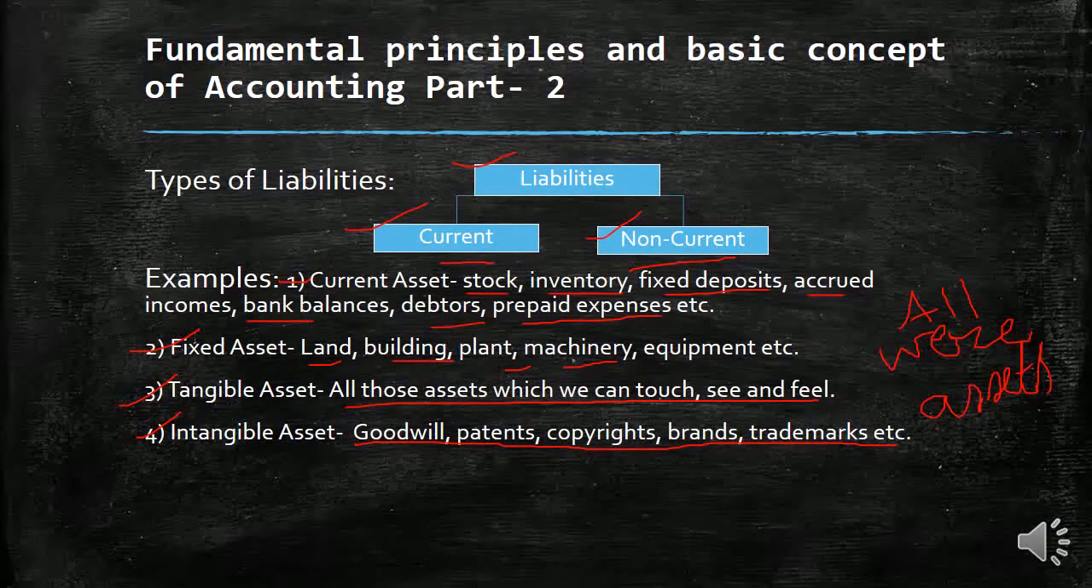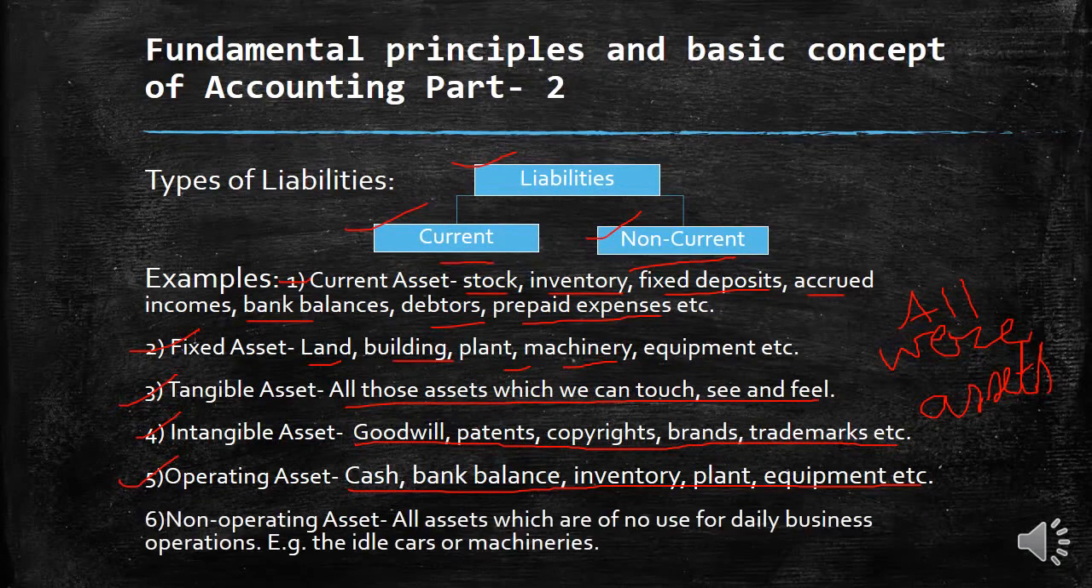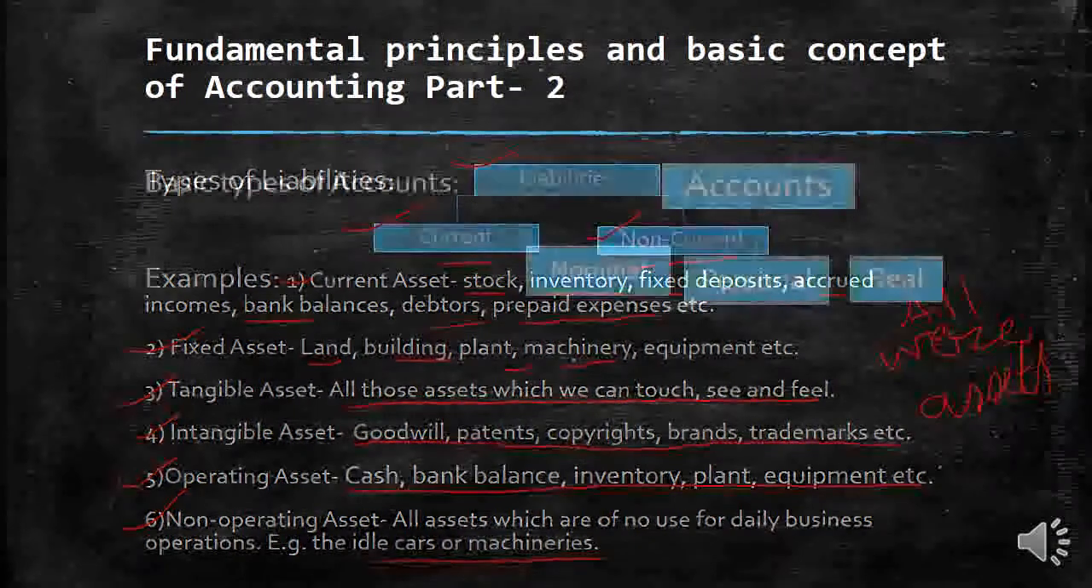And the fifth kind of assets are operating assets. The examples are cash, bank balance, inventory, plant and equipment. So these kind of assets are which are in use right now. Like the cash or bank balance you can use anytime. But the non-operating assets, like all assets which are of no use for daily business operations, like some idle machinery or some idle car which are not in use right now, they are all non-operating assets. So let's go to the next slide.